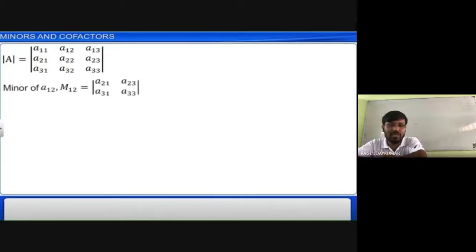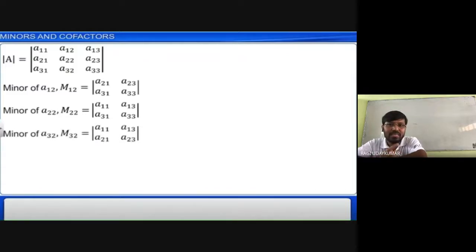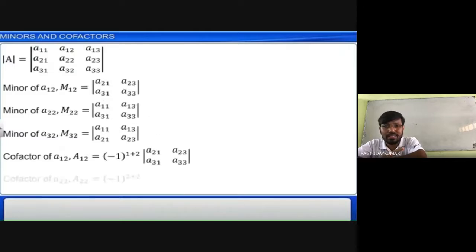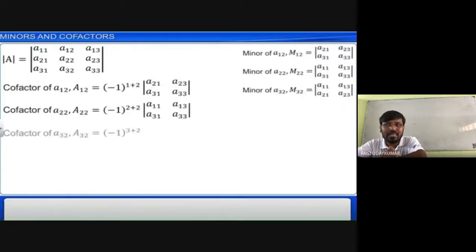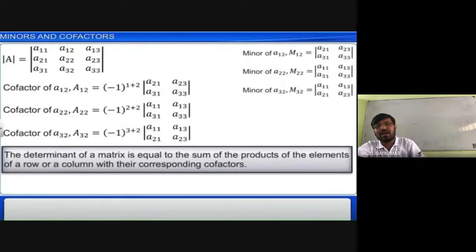We have to learn these cofactors specially. The minor of a12 is represented by M12. M12 is obtained by deleting the first row and second column. And the cofactor of a12 is capital A12, minus 1 to the power of 1 plus 2 into the determinant of the matrix we get after deleting the first row and second column. Like this, the minor and cofactor of each and every element can be found.